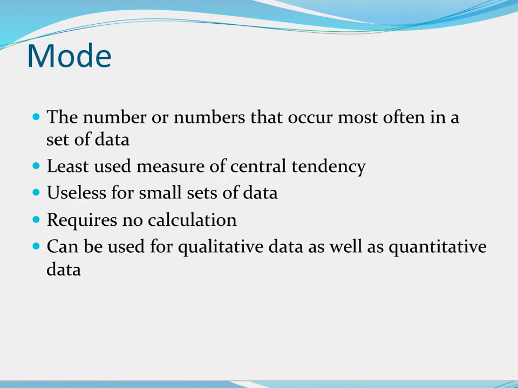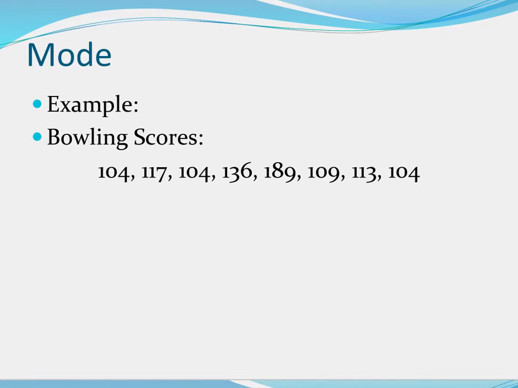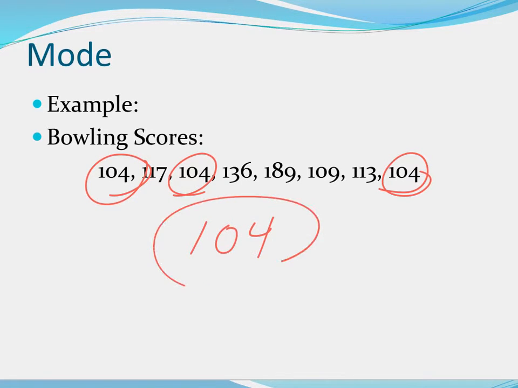The mode is the most frequently occurring number, the number that occurs most often. There can be more than one of these, by the way, if they tie. Least used, useless for small sets of data, requires no calculation, and can be used for qualitative data as well as quantitative. Qualitative, like hair color, that's not actually a number, or eye color, or types of food eaten. Taco is not a number, but it's qualitative data. Quantitative is numbers. So the mode here, we can obviously see the number that occurs the most often is 104, which occurs 3 times. Look at that, no calculation, boom, done. So most often when I bowl, I get a 104, it looks like.